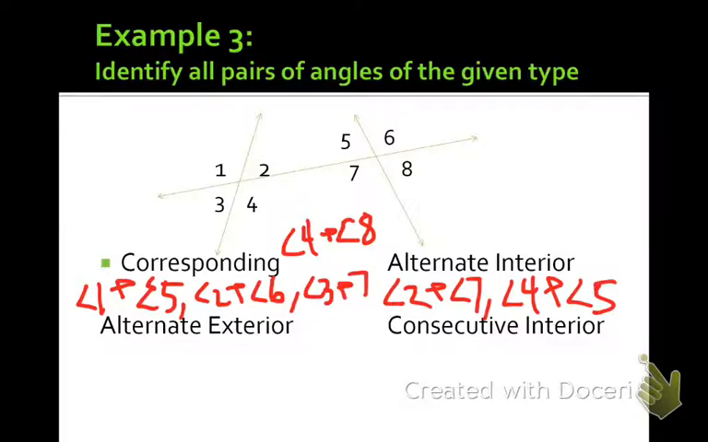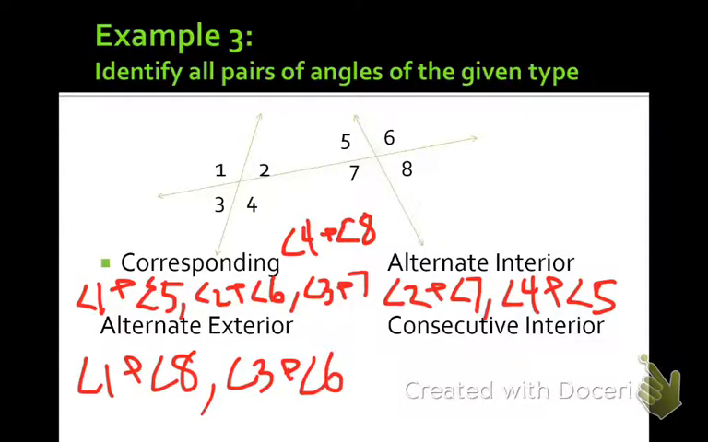Very good. Alternate exterior angles. Name a pair of alternate exterior angles. Outside the lines, opposite sides of the line. Ellen. Angle 1 and 8. Yes, angle 1 and angle 8 are alternate exterior angles. Ryan, give me another one. 3 and 6. Angle 3 and angle 6 are alternate exterior angles.